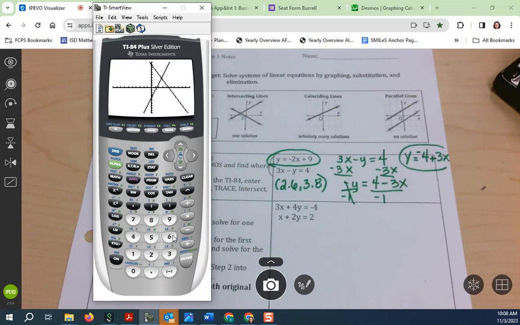I have to press graph. So to find the point where they cross, we have to calculate it. Notice calc is above the trace button. So press second, and then press the trace button, because calculate is above it. We want to know where the lines intersect. So you choose 5, and then you're going to press enter 3 times. 1, 2, 3, and it gives you the same point that we found on Desmos.